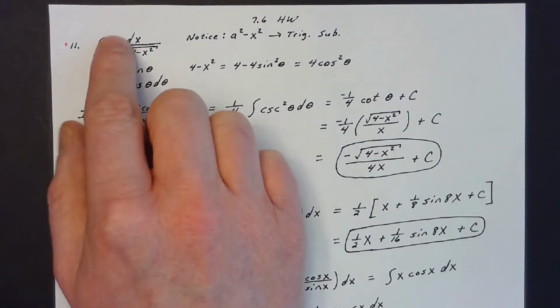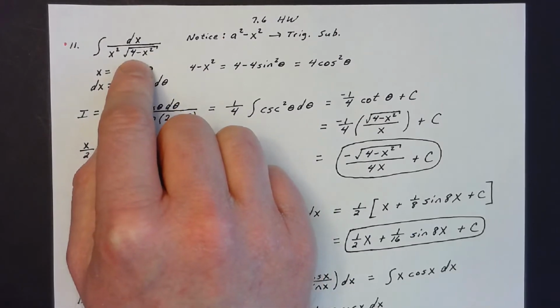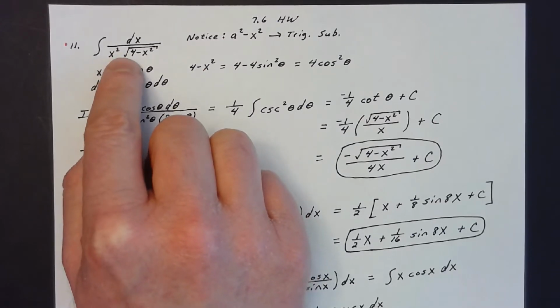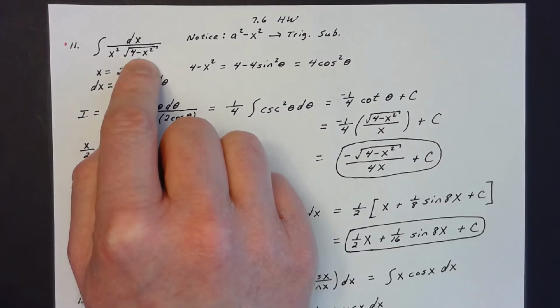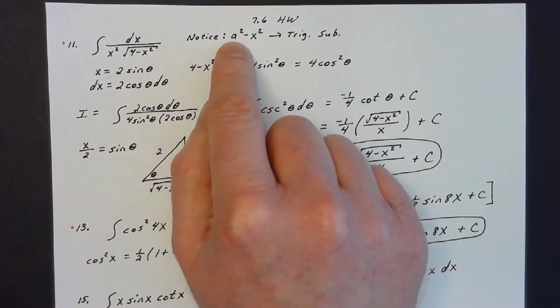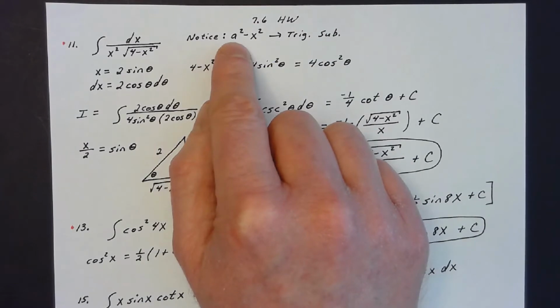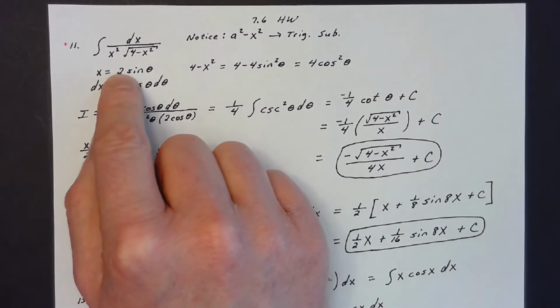For the first one here, I have the integral of dx over x squared times the square root of 4 minus x squared. As soon as I see the inside of that square root is in the format of a squared minus x squared, I'm thinking, well, this is in the format of the section 7.3 problems where we had to do trigonometric substitution. In this format you're always going to let x equal a sine theta. Well, a is going to be 2 if a squared is 4. So I'll let x equal 2 sine theta.